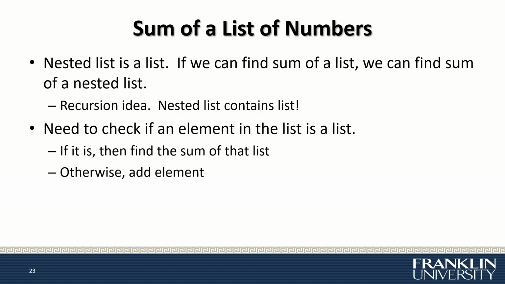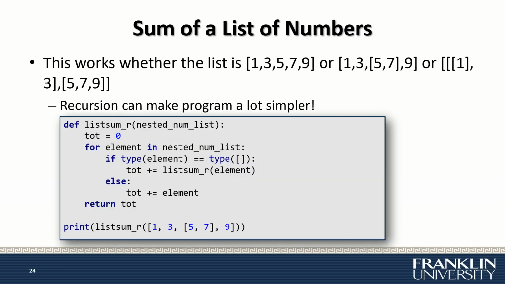A nested list contains a list, and this is really a recursive idea. All we need to do is check if the element in the list is a list. If it is, then find the sum of that list. Otherwise, you add the element. So I could use recursion to find the sum of a list.